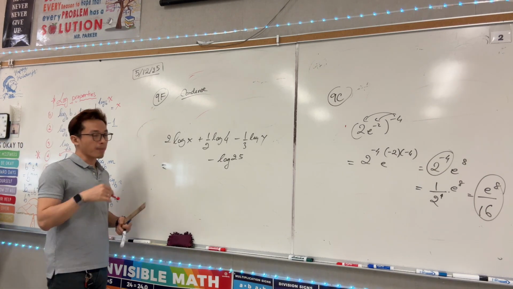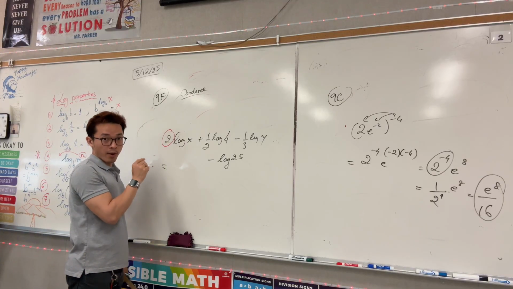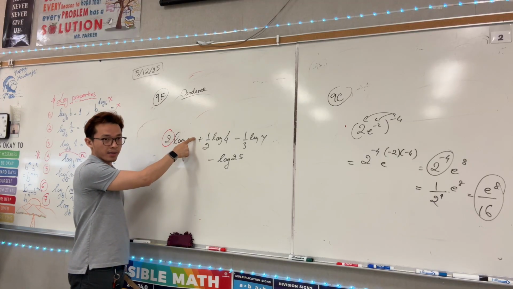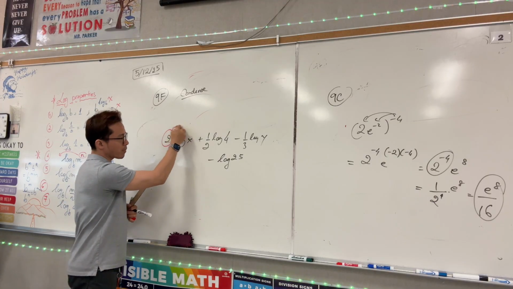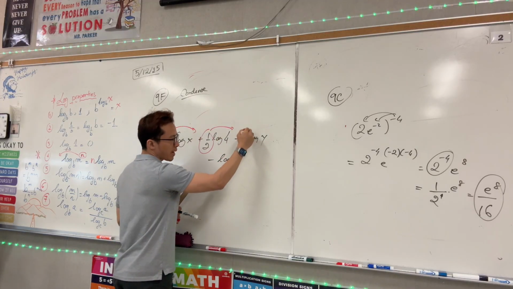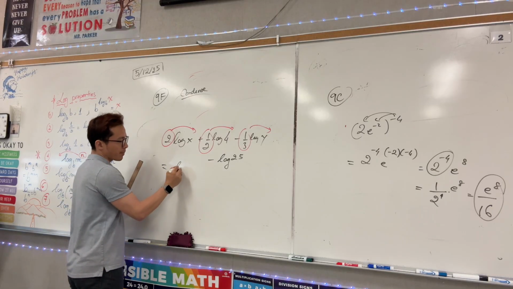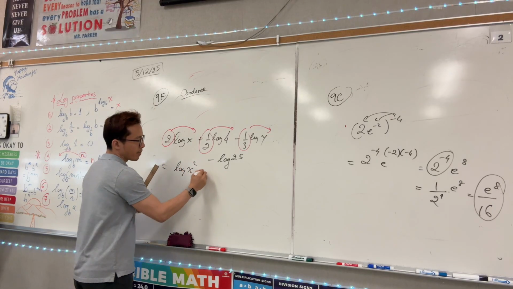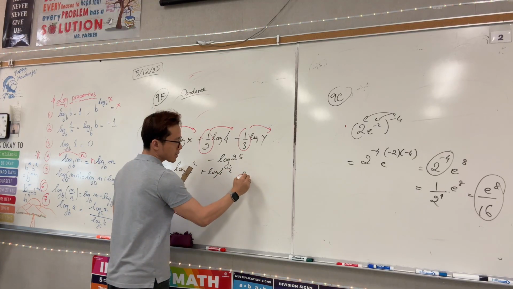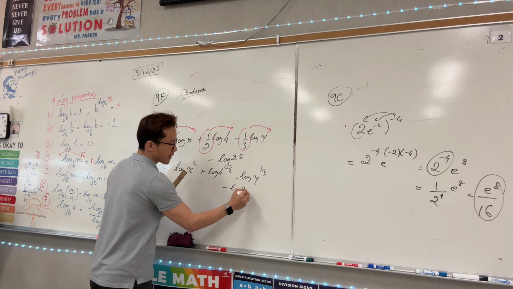First, you need to move the power. This 2 right here is the power. Keep that in mind. Before they moved to the front, they were actually the power. Because now you're going backwards, you need to put everything back to the power. So now you have log x squared plus log 4 to the power 1/2 minus log y to the power 1/3 minus log 25.